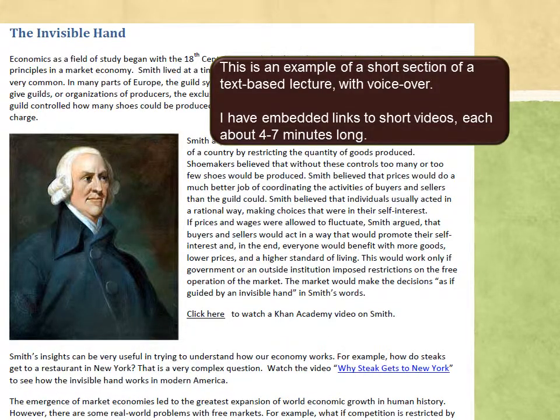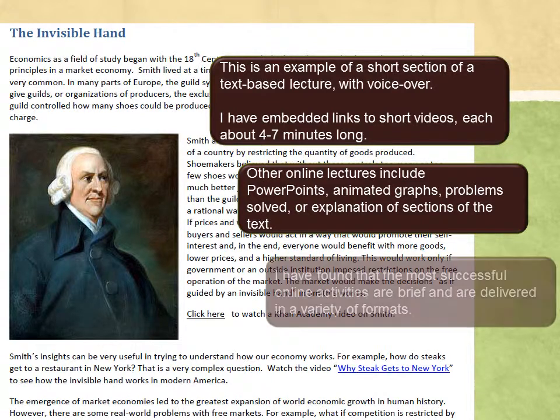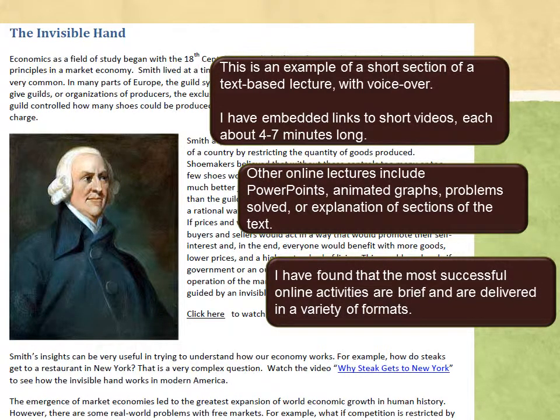Most activities in a weekly module are then chunked into smaller pieces. This is an example of a short section of a text-based lecture with voiceover. In it, I've embedded links to short videos, each one lasting about 4 to 7 minutes. Other online lectures include PowerPoints, animated graphs, problems solved, or explanations of sections of the text. I find the most successful online activities are brief and are delivered in a variety of formats.